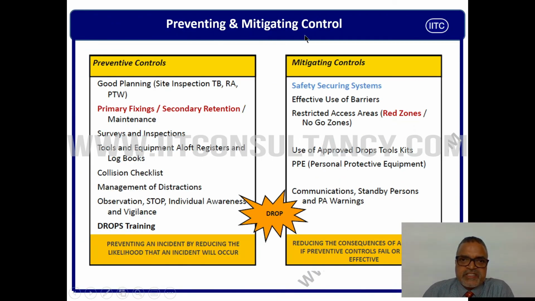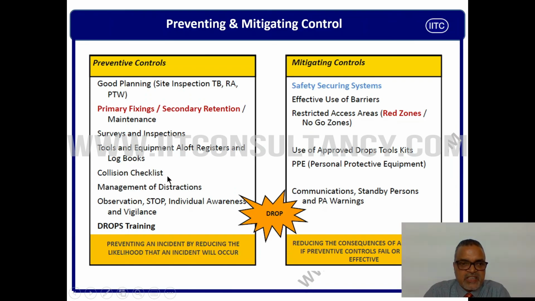Again, prevention and mitigation and control, just to wrap up what we have learned: these are preventive measures and these are mitigating measures. Preventive measures: good planning like site inspection, toolbox talk, risk assessment, permit to work has to be there. Primary fixing, secondary retention, maintenance should be taken care of. Survey and inspection has to be done when we are going to do work at height or where there is likelihood of drop object. Tools and equipment aloft register and logbook should be there.